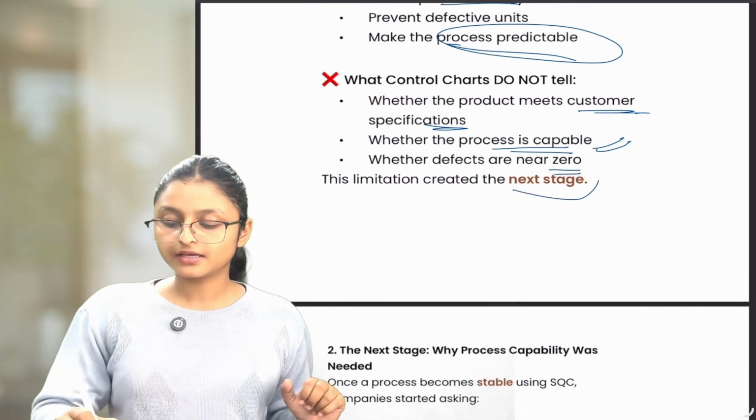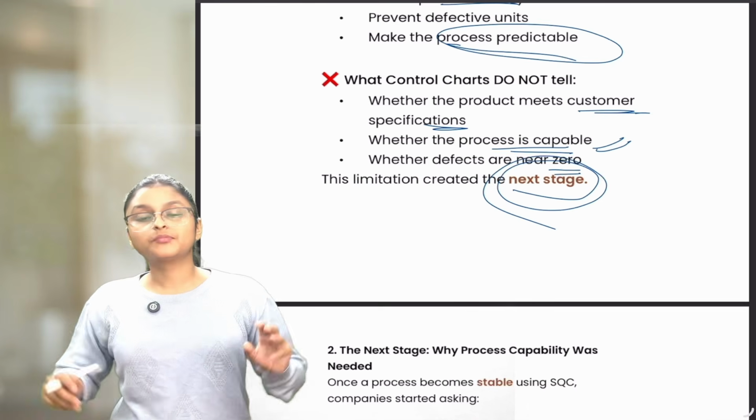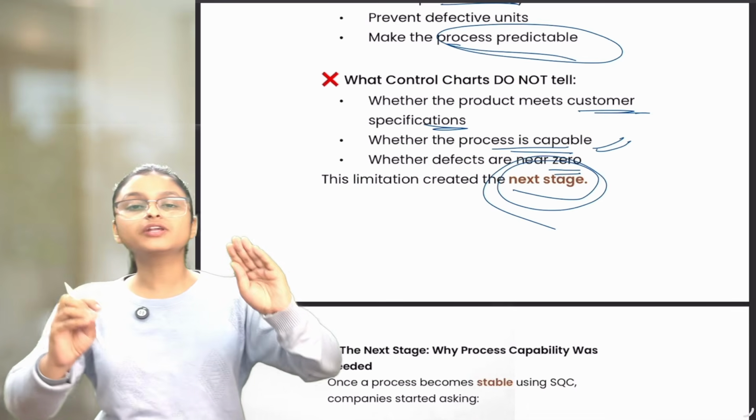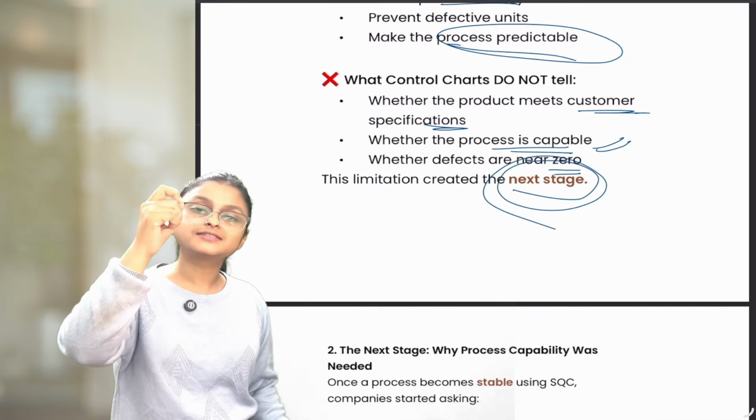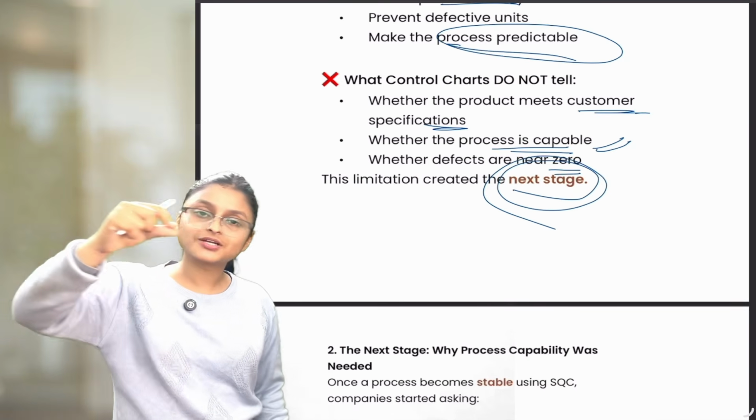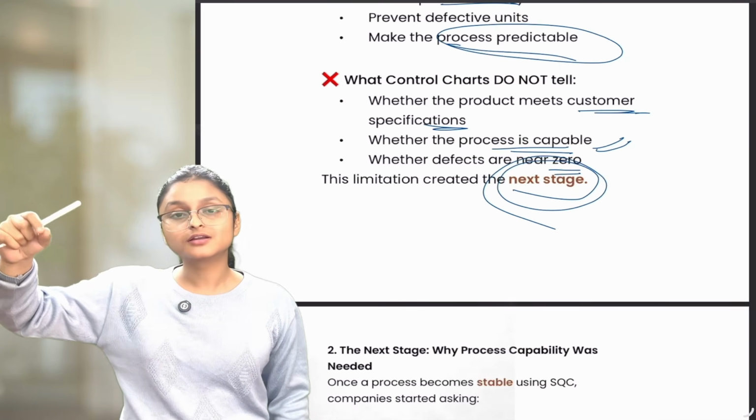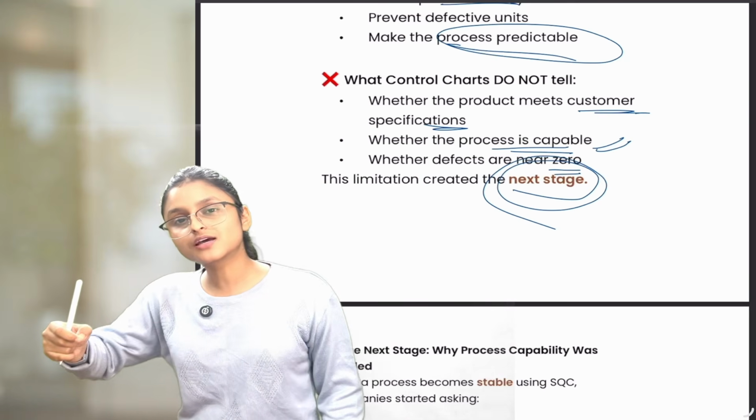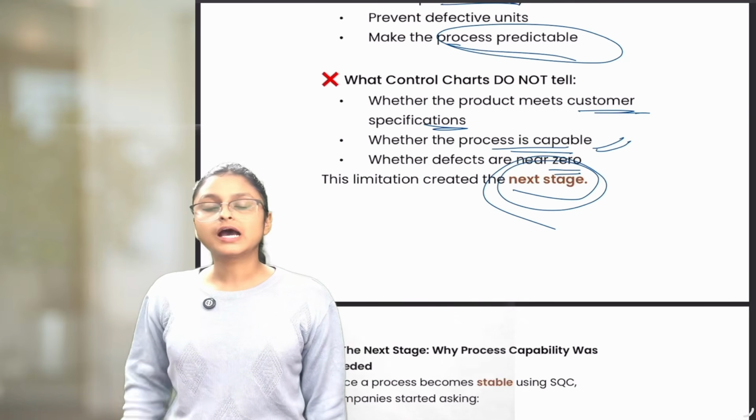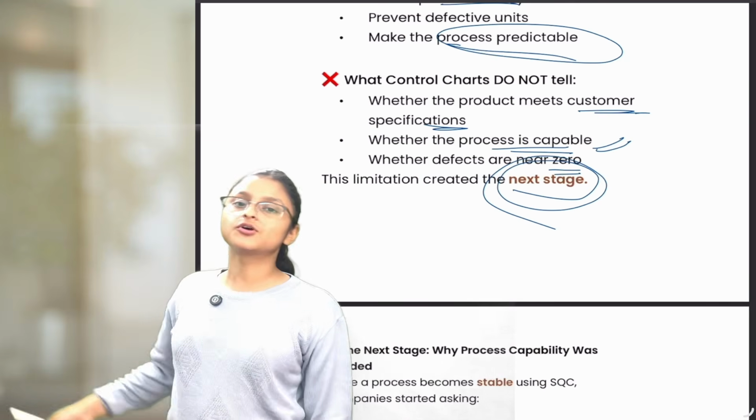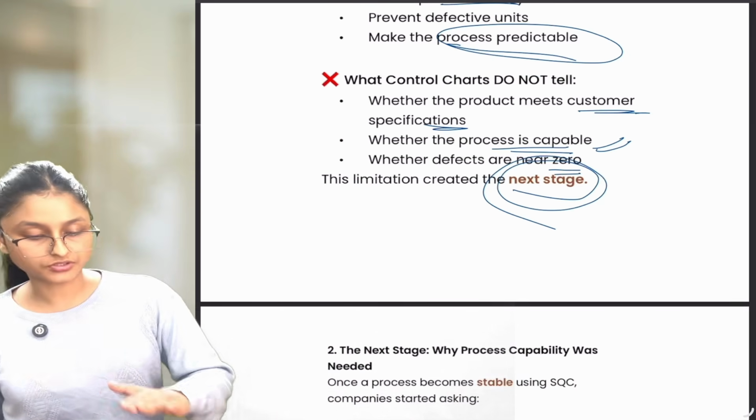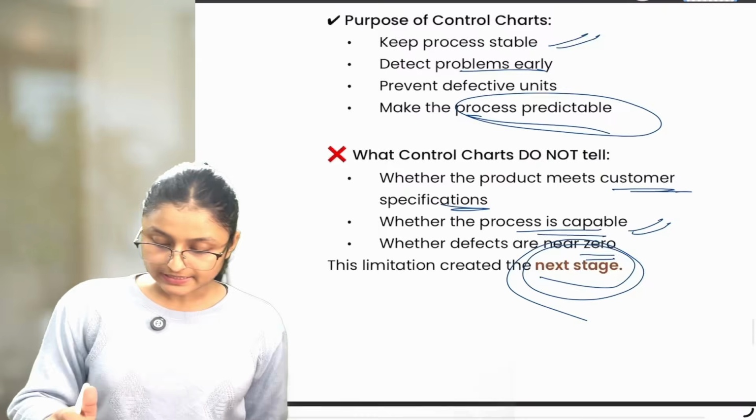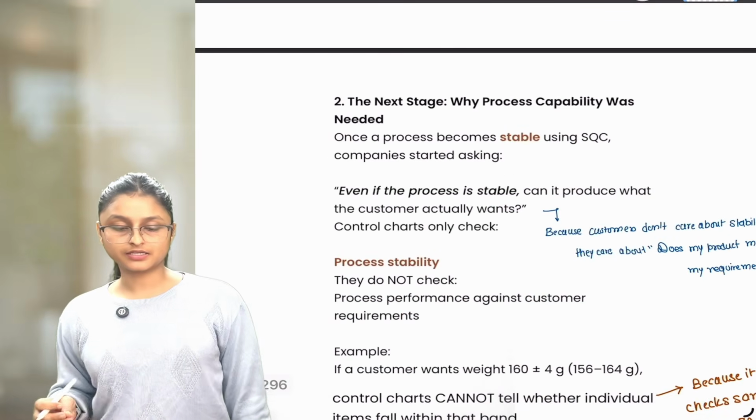And that is why the next stage was required. Because statistical quality control can make your process stable, but it can't tell you whether the product produced by that stable process is actually able to fulfill our customer requirements or not. Are we able to do that most of the time or not? We don't know that, and that is why process capability was introduced. Now, the next stage is process capability.